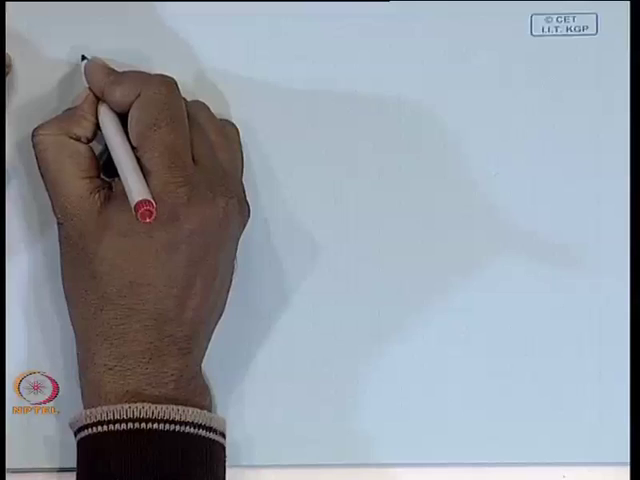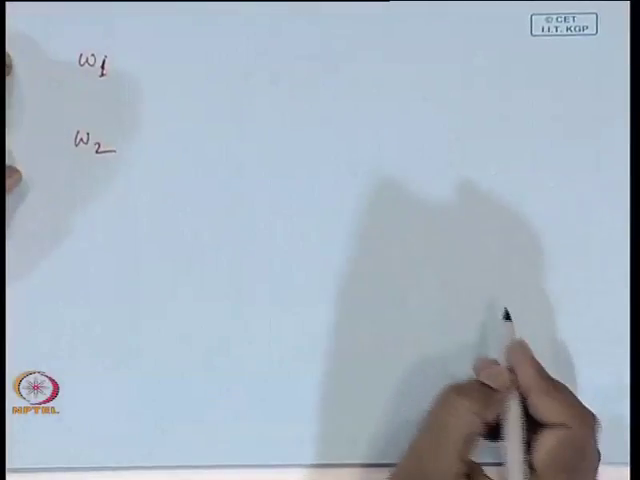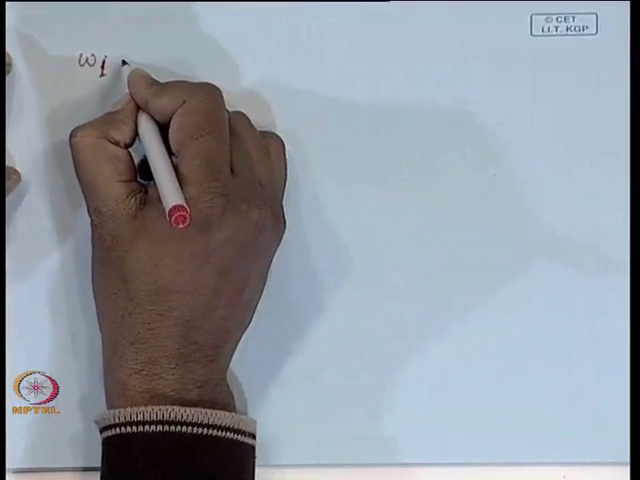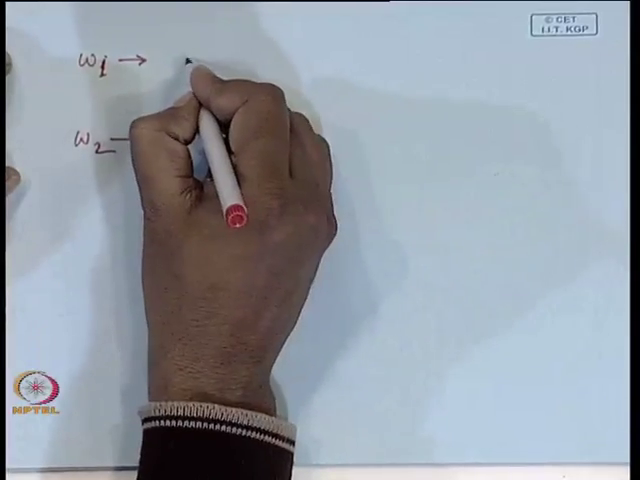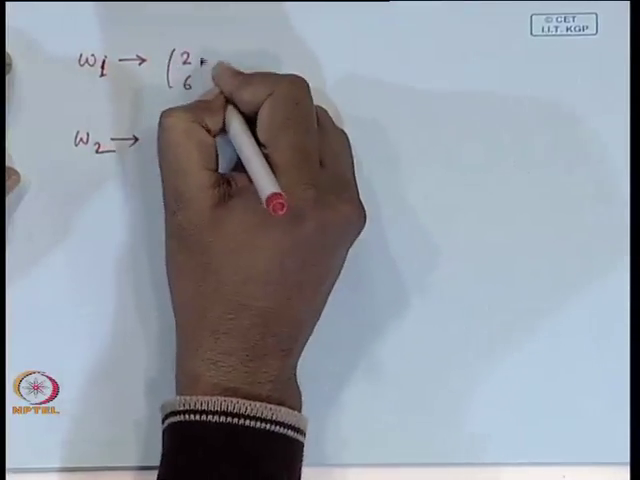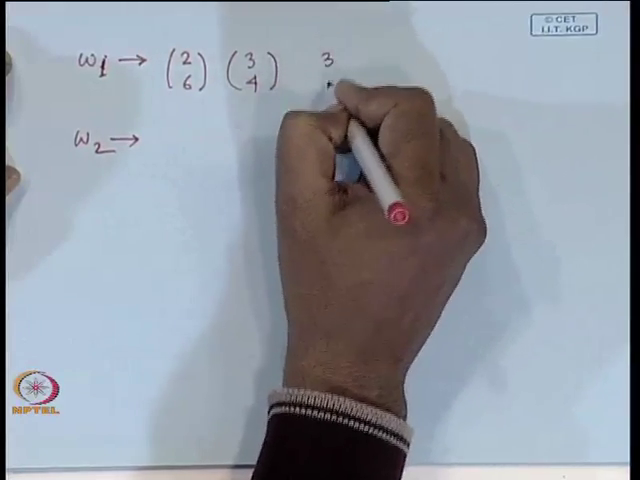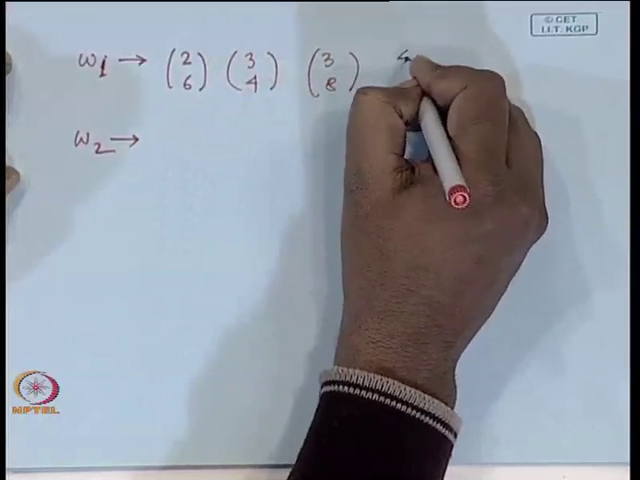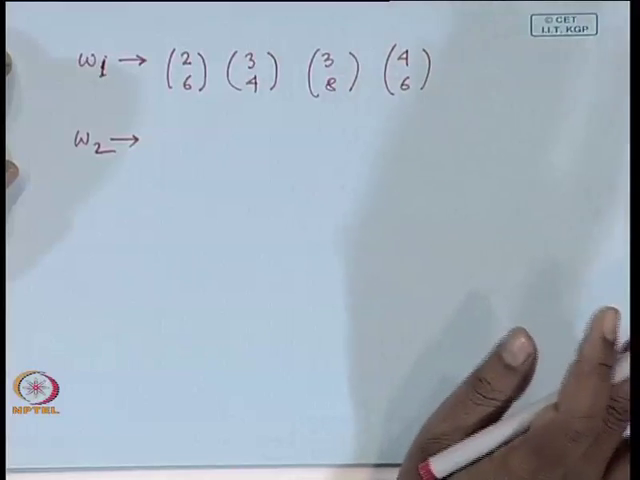Okay. Let us see an example. Suppose we have points belonging to two classes, class omega 1 and class omega 2. The training samples which are provided for these two classes are like this. For class omega 1 it is (2, 6), (3, 4), (3, 8) and (4, 6). So, these are the training samples which are given for class omega 1.